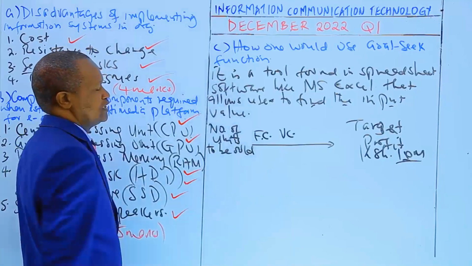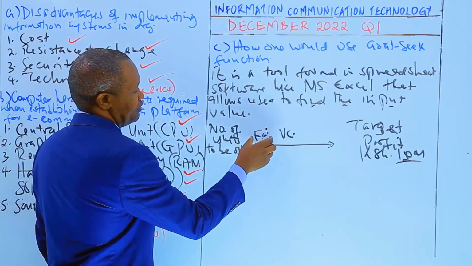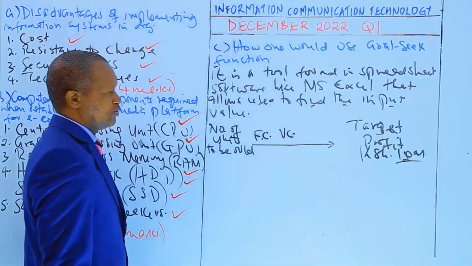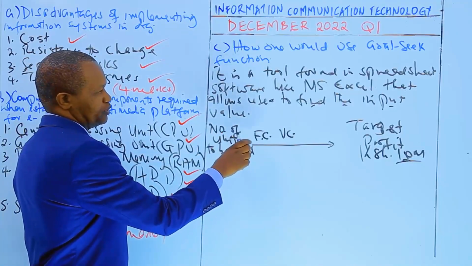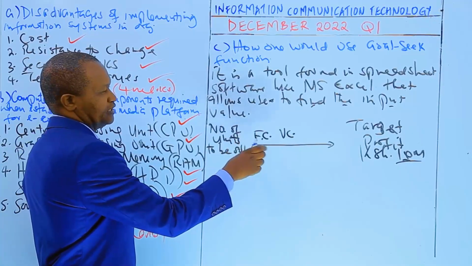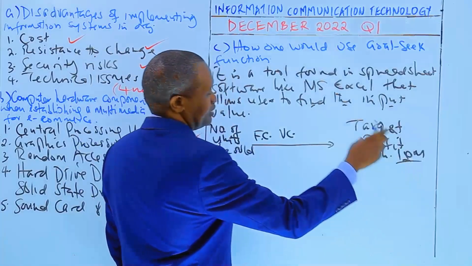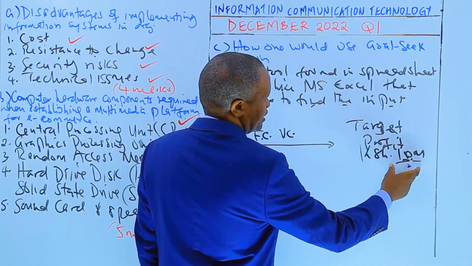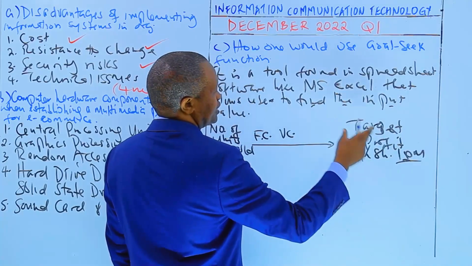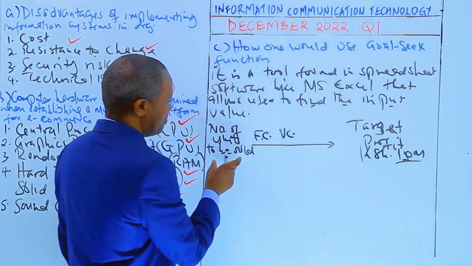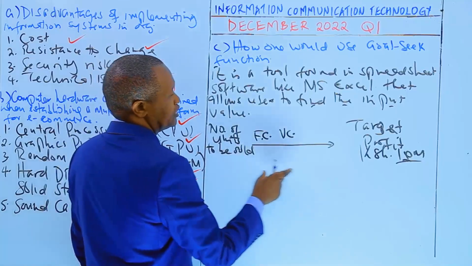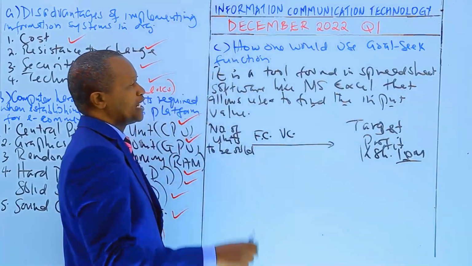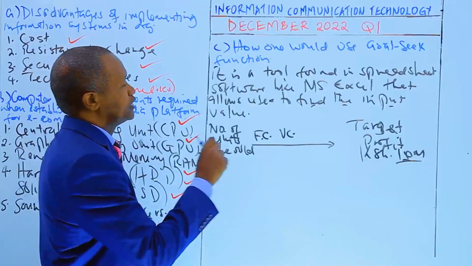The number of units that needs to be sold, with the fixed cost that a company incurs and the variable cost per unit, with these inputs, then the desired profit can be attained. But the starting point is the target profit. The software can help the user to determine the number of units to be sold in order to achieve the profit of 10 million. So that is how one would use a goal-seek function.